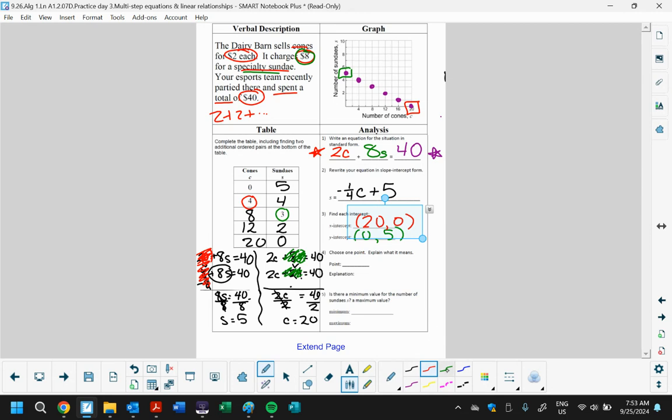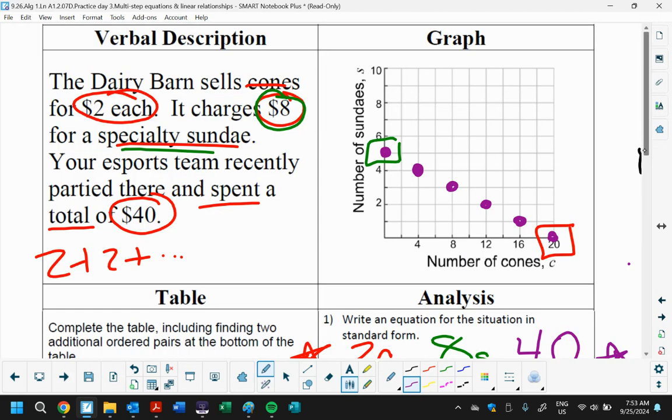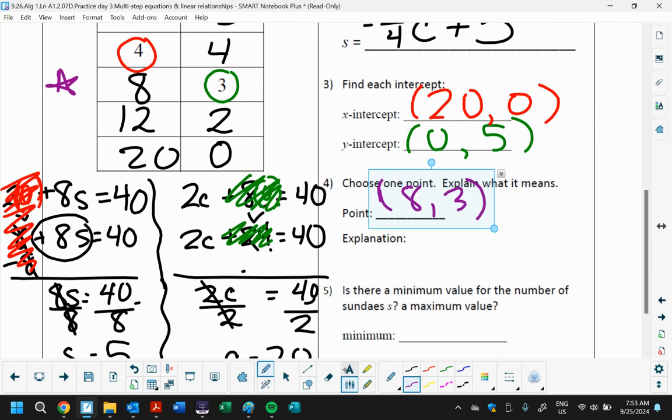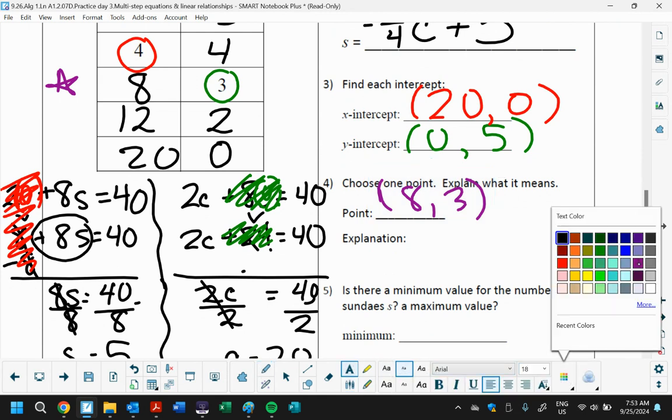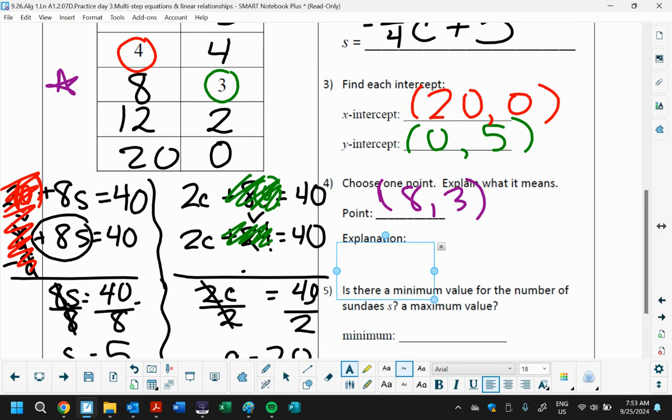Choose one point, go ahead and pause, come up with your own point, and tell me what it means. Come on back when you're ready. I myself, I'll just go ahead and choose this 8, 3. And will I have space to write my sentence? I guess I could type it in, huh? Could be kind of small. So if I chose 8, 3, what does this 8, 3 mean?